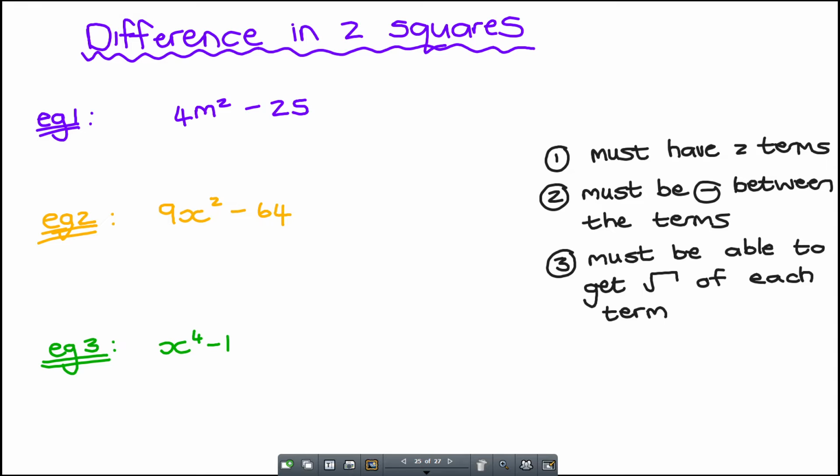Okay. So we said that our answer will always be two brackets. The first one we usually like making a plus, and the second one a minus. And when we get to the third example, you'll understand why. Good. Right. So, number one, we did have two terms. Number two, there was a minus in between. And number three, can I get the square root of each?